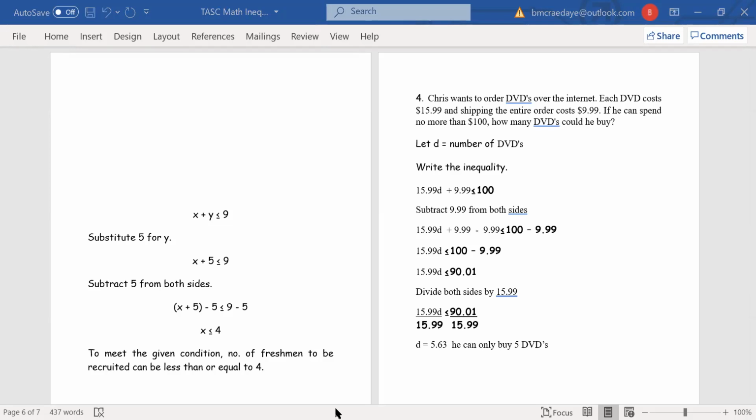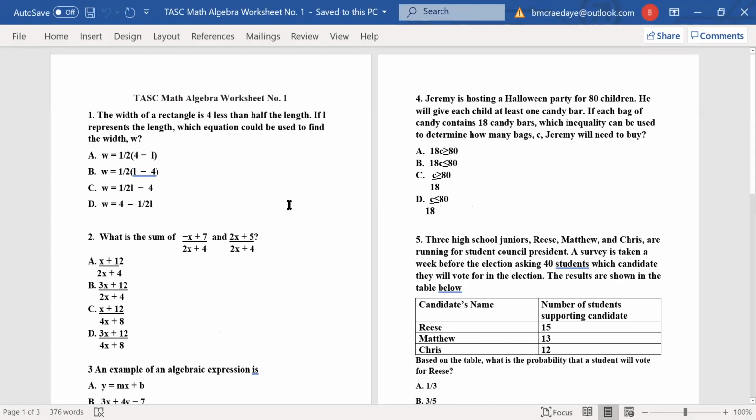Now this is the algebra worksheet. I want to see how much algebra you know. Let's look at number 1. I'll give you a couple of minutes to read it and tell me what is the answer. I still have up the same one. I'm sorry, I didn't share the movie. Do you see it now? TASC Math Algebra Worksheet number 1. Everybody see that?